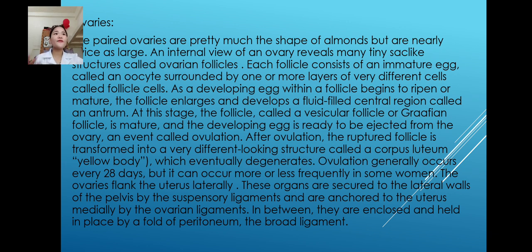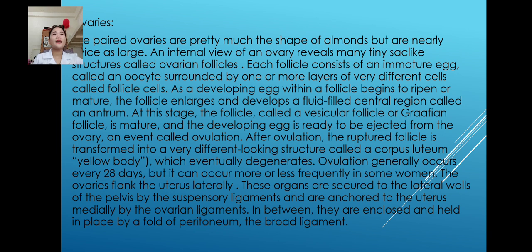At this stage, the follicle, called a vesicular follicle or Graafian follicle, is mature and the developing egg is ready to be ejected from the ovary, an event called ovulation. After ovulation, the ruptured follicle is transformed into a very different looking structure called the corpus luteum, a yellow body, which eventually degenerates. Ovulation generally occurs every 28 days, but it can occur more or less frequently in some women.